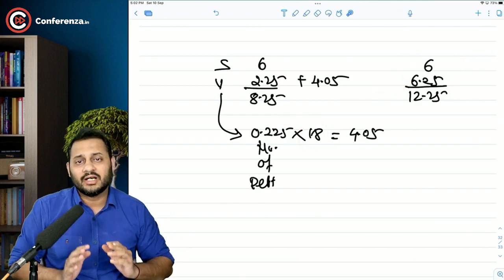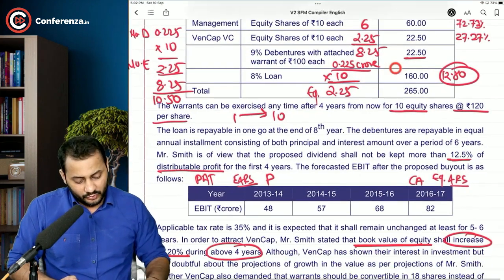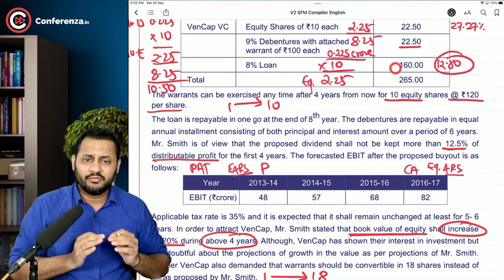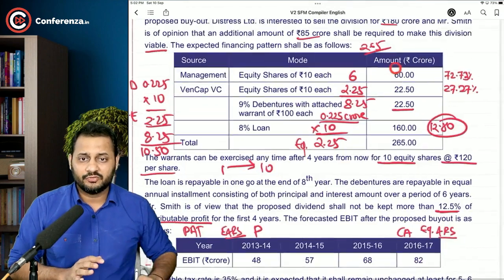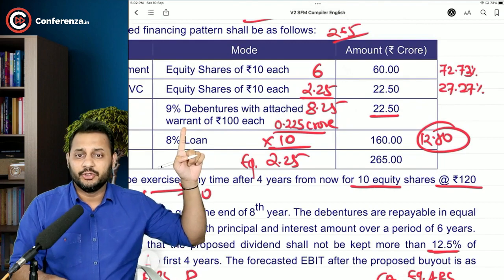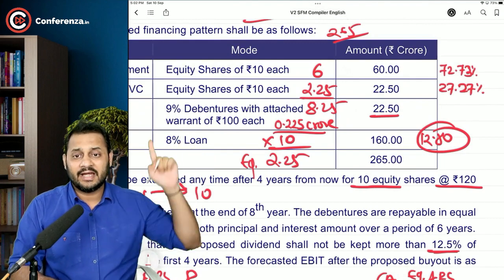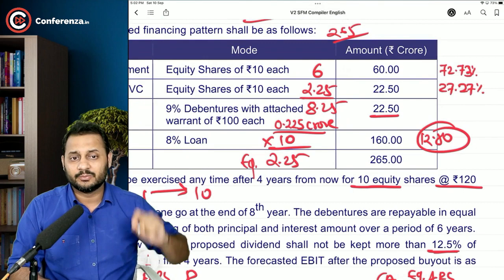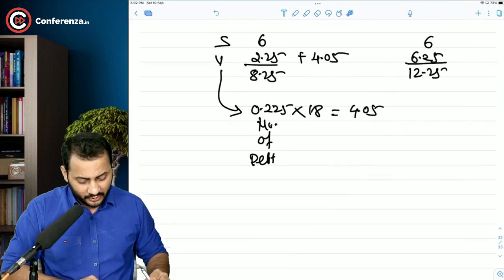Now let me come to the answer to the first part. You have to do it very easily. First of all, you have to prepare the EMI schedule for the next 6 years at 9%. This is the principal, 22.50. How to calculate the EMI?